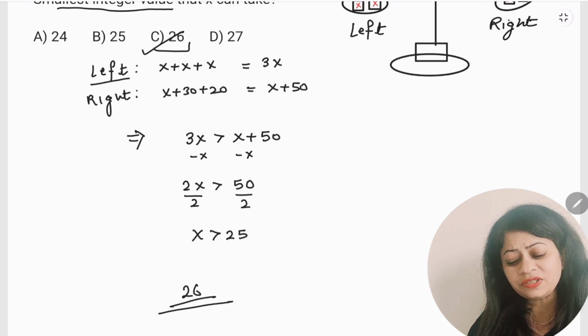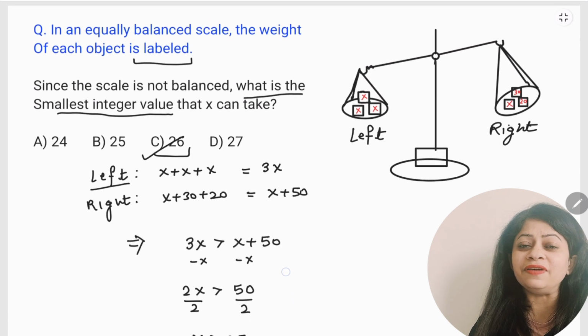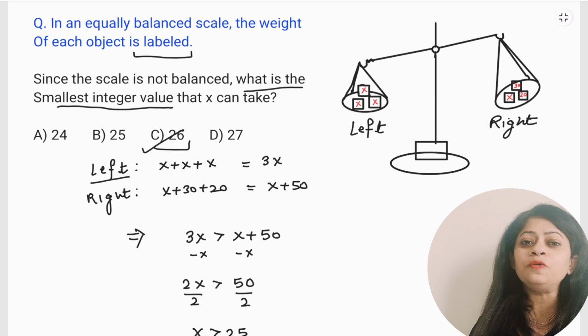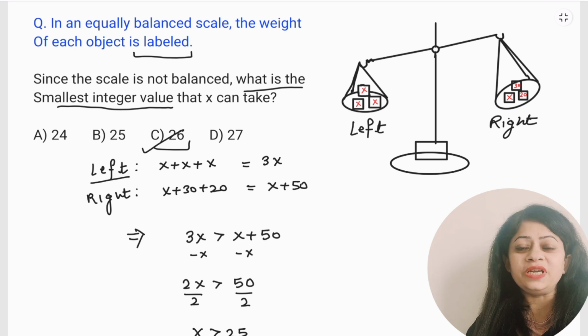I hope you understood this question. This was very easy, very simple. The only thing is we need to practice these types of questions because they are asked in competitive exams.